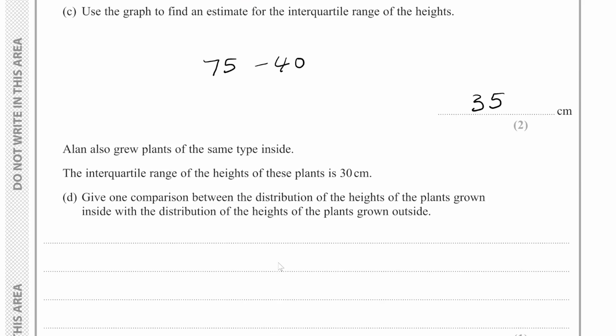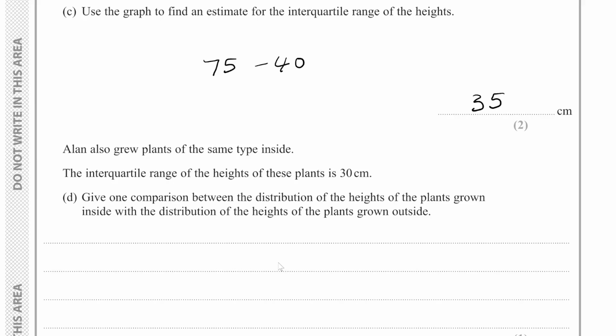Alan also grew plants of the same type inside. The interquartile range of the plants inside was 30 centimeters. Give one comparison between the distribution of the heights of plants grown inside with the distribution of the plants grown outside. So we can compare the interquartile ranges. We need to give our answer in context.